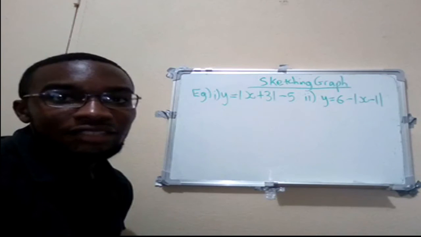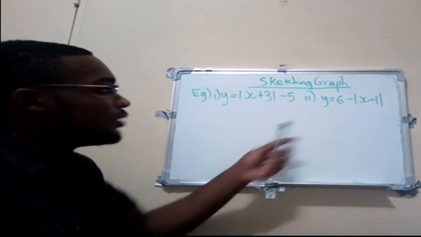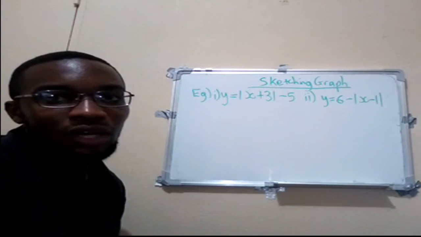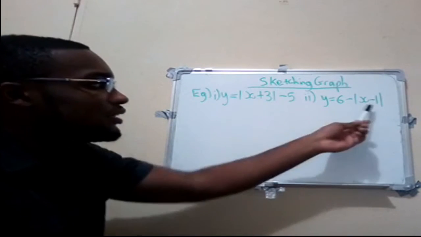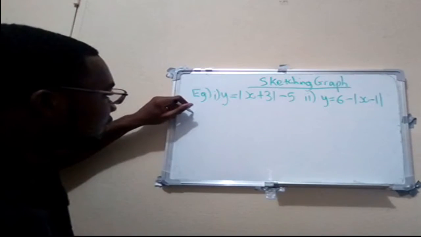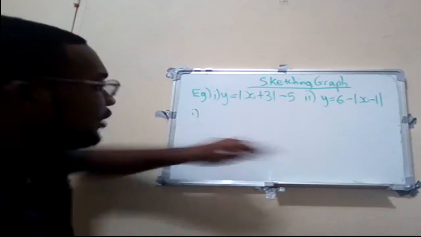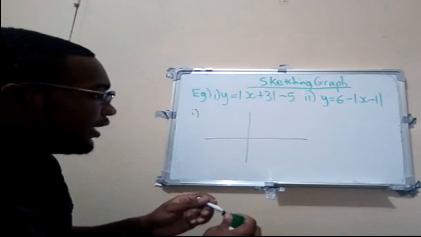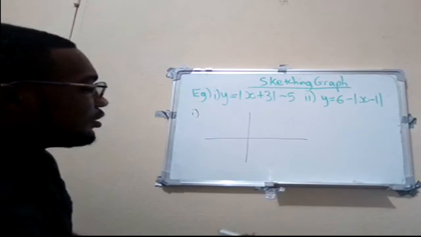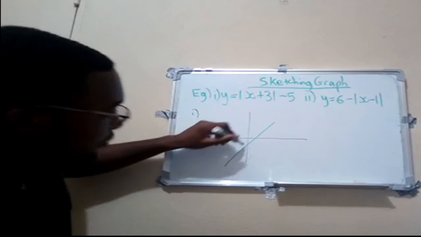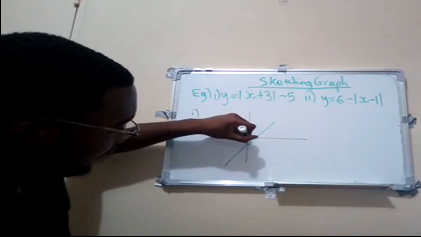Alright, so for the second example, we have 6 minus the modulus of x minus 1. So you're going to start with x minus 1. The line x minus 1 would look something like this. x minus 1 passes through the point negative 1.